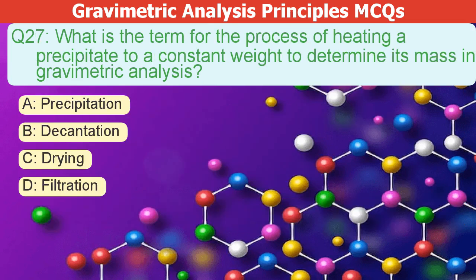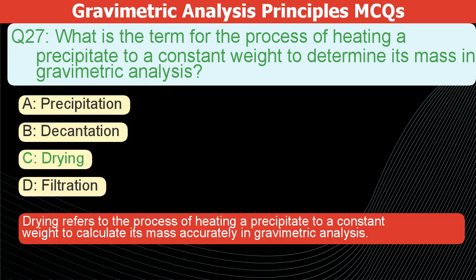What is the term for the process of heating a precipitate to a constant weight to determine its mass in gravimetric analysis? A. Precipitation. B. Decantation. C. Drying. D. Filtration. The correct answer is C. Drying refers to the process of heating a precipitate to a constant weight to calculate its mass accurately in gravimetric analysis.